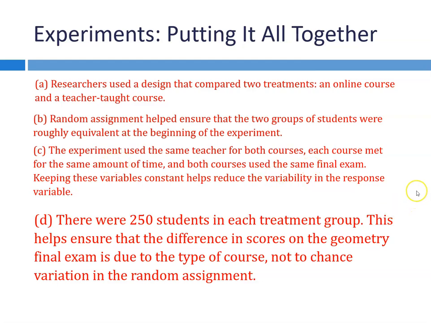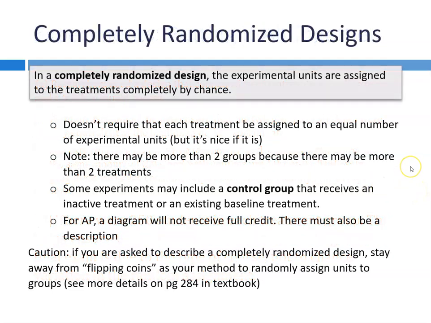Wonderful. All right, let's look at a little bit more on how to design some experiments. One of the most popular and easiest ways to design an experiment is using a completely randomized design. In a completely randomized design, the experimental units are assigned to the treatments completely by chance. Right? So there's that random assignment again.